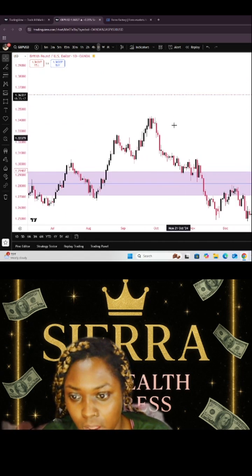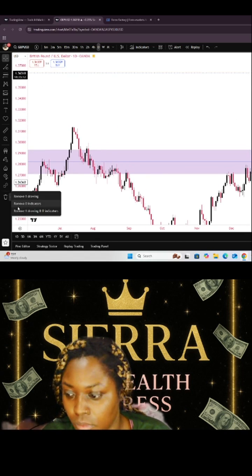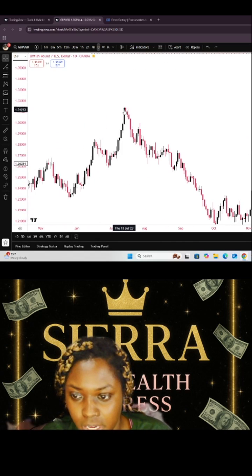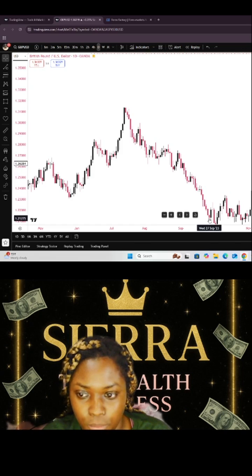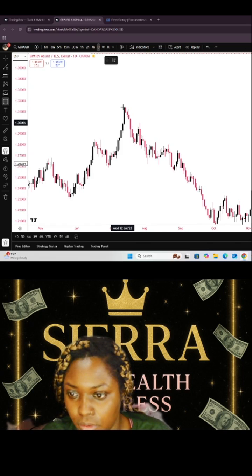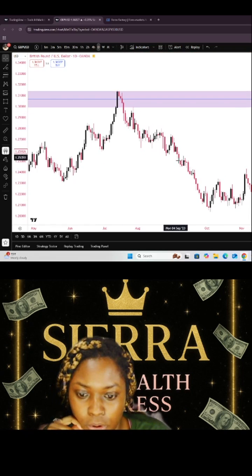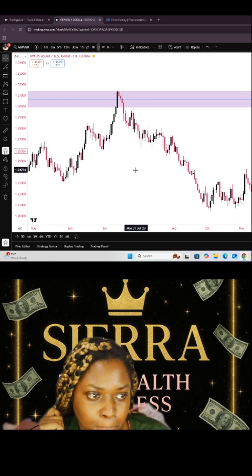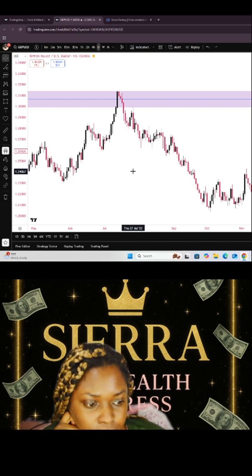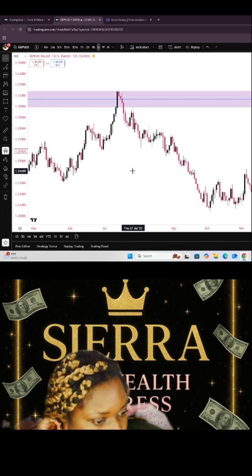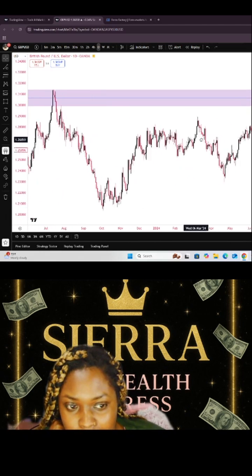Now, if I mark up this area here, this up candle before this impulsive down move, what is this candle? This up candle before this impulsive down move. What is this area? Supply. Yes, it is a supply zone and a bearish order block.